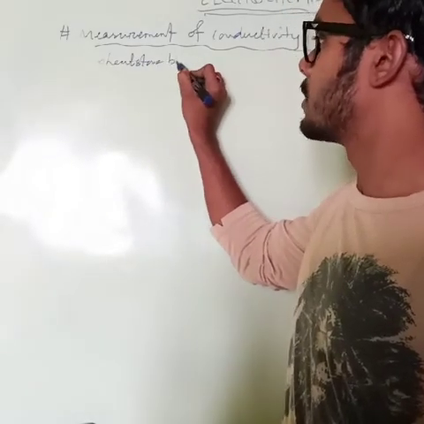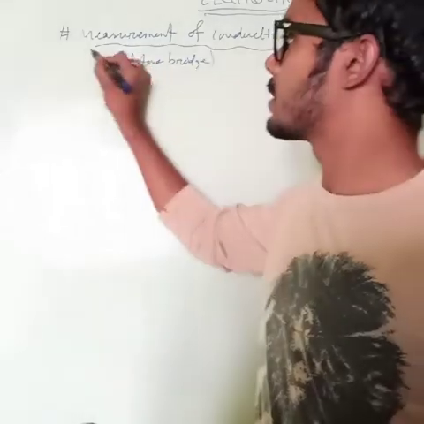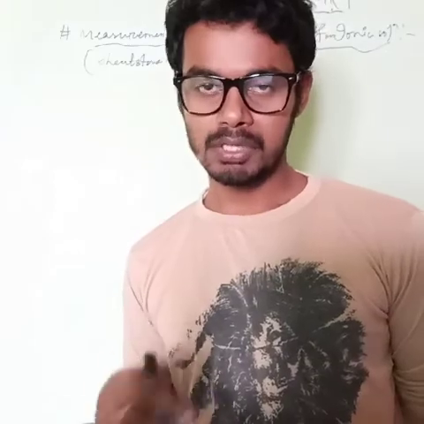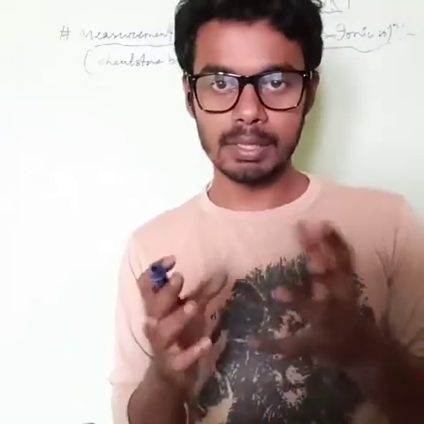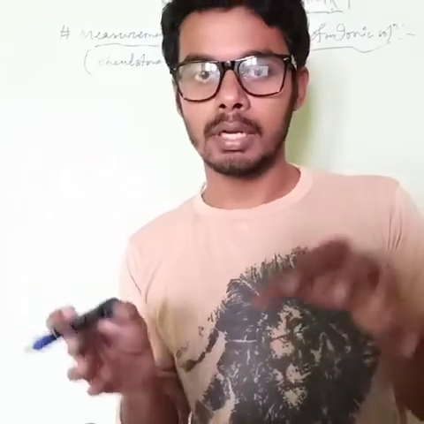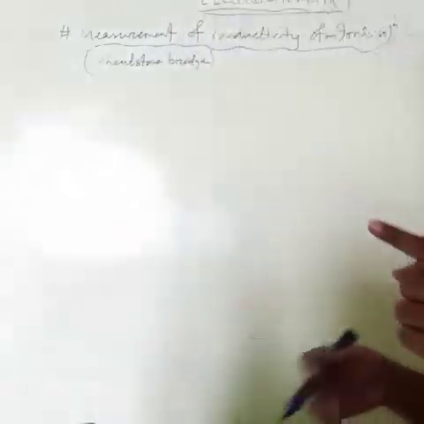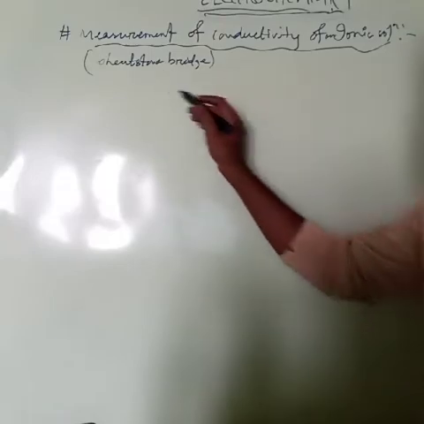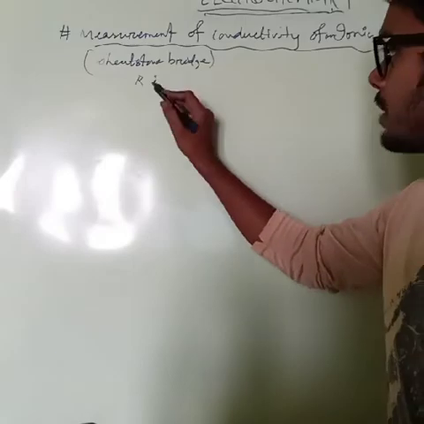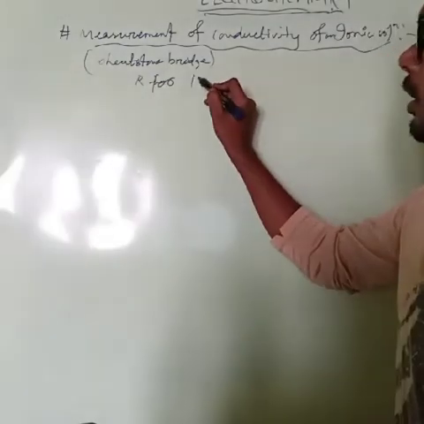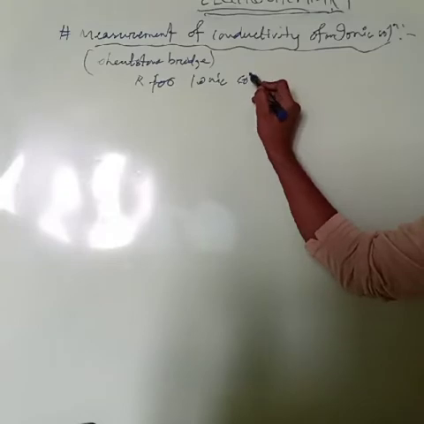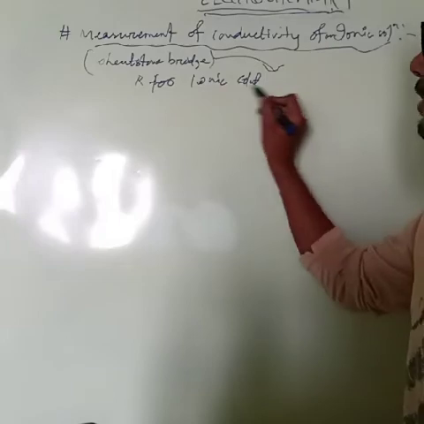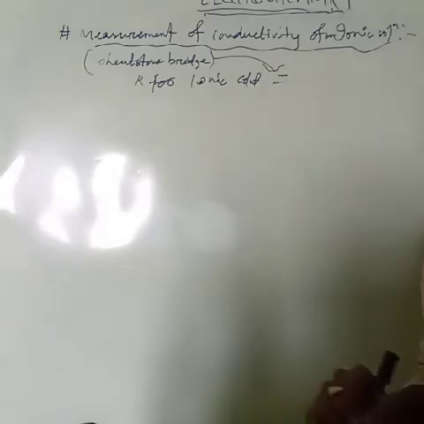Wheatstone bridge is a device through which we can measure, but it is not possible for the ionic solution, because in the Wheatstone bridge some metal electrodes are there, so you can't take that solution. First point: measuring the resistance for an ionic solution through this bridge faces two problems. What are the two problems?